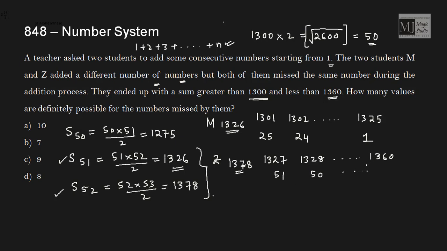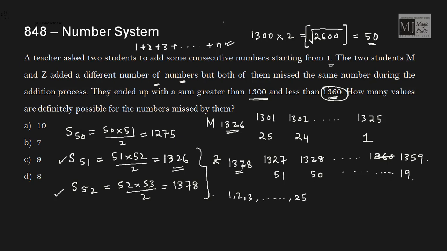And if he has given the total of 1360, then he must have missed out what? But one thing, he can't give us the total of 1360, correct? He can give us the maximum total, that is 1359, because that is less than 1360. Now 1378 minus 1359 is 19. So for M, the number which M must have missed out is either 1, 2, 3 till 25.